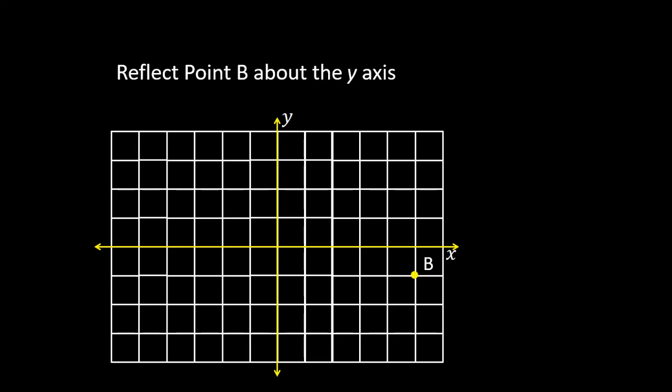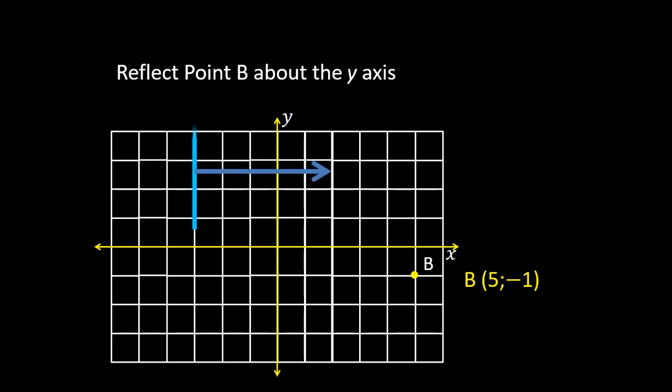Alright, let's do a second example. Reflect point B about the y-axis. Remember, your y-axis is your vertical axis. There's point B. Let's have a look. What is the location for point B? Hopefully you can see that point B is 5, -1. 5 on my x, -1 on my y. And what we need to do is reflect that point about the y-axis.